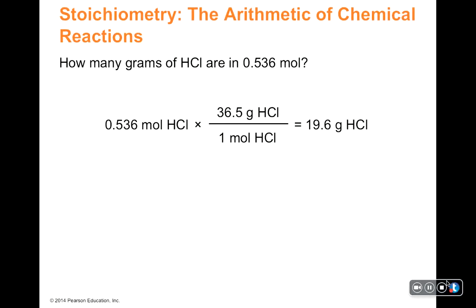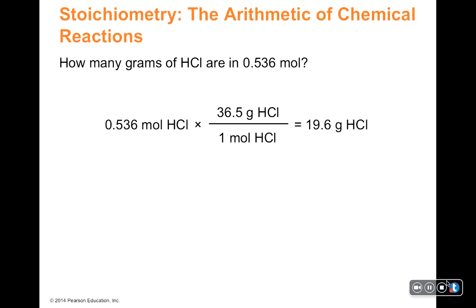Another type of problem: how many grams of HCl are in 0.536 moles of it? So essentially the reverse type of problem. You're given moles and you're asked for grams. Again, the relationship here is the formula weight. So moles are on the top here, so we want moles on the bottom. And in the relationship we're using, the formula mass of HCl is 36.5 grams per mole.